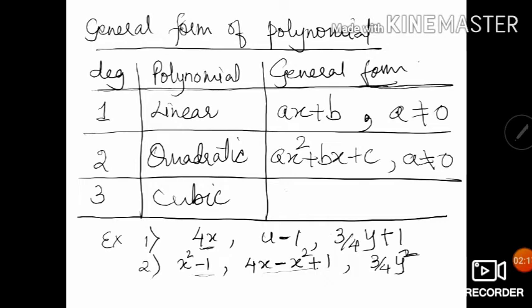A cubic polynomial is written as ax cube plus bx square plus cx plus d, again a not equal to 0, and other terms can be 0. You can write some examples for this.